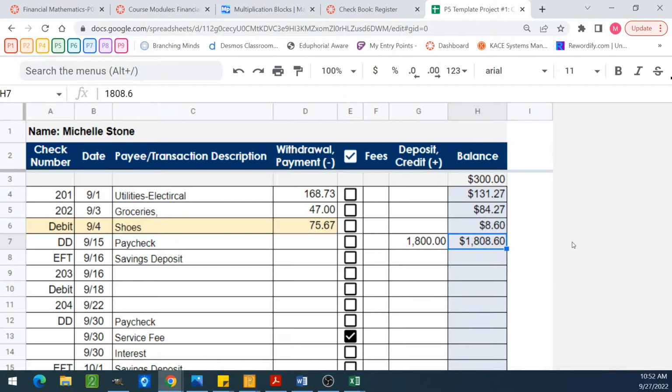So 300, take away the 168 gives me my new balance. Take away what I spent, that's my new balance. Take away how much I spent on shoes, that's what I have left. Add what I got paid, that's my new amount in my checking account. Okay, you guys with me?